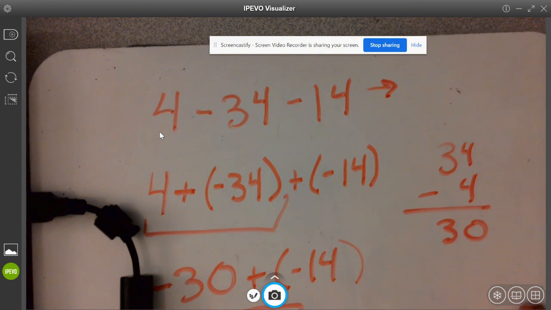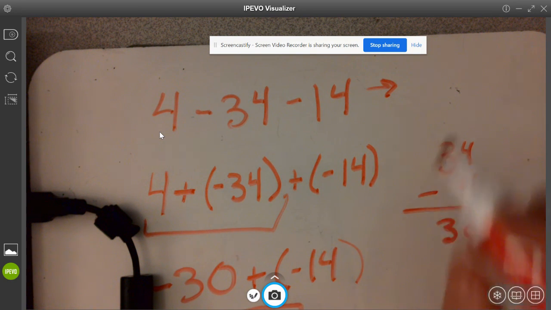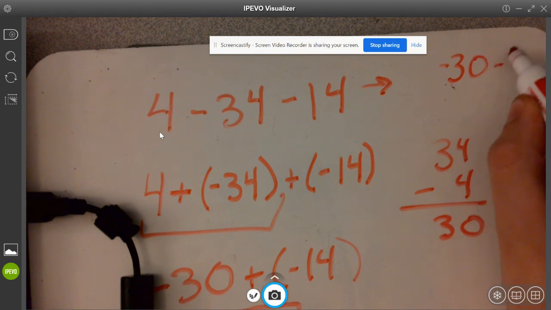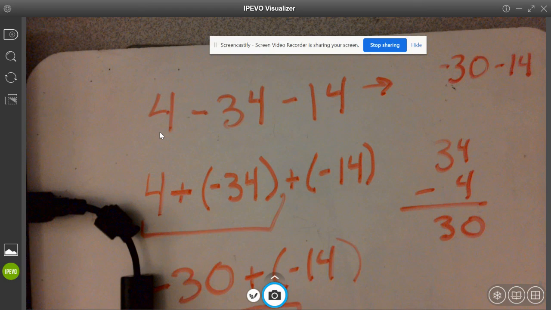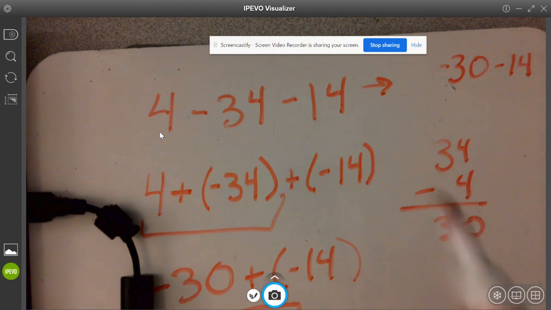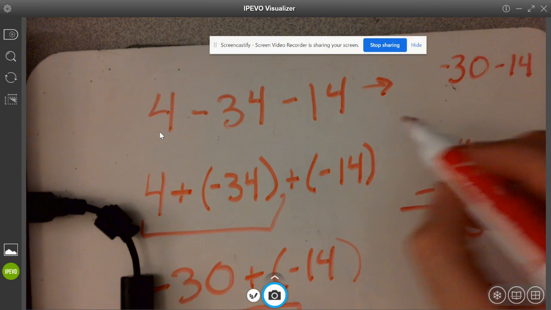This is the way I was taught, and it maybe is a little more complicated in the way of keeping track of things, but 4 minus 34 would be negative 30. Now that's what we got, but you can just do the minus. Now make sure when you do the minus, you do it in order. For subtraction, you have to do it in order. But you could do it this way.